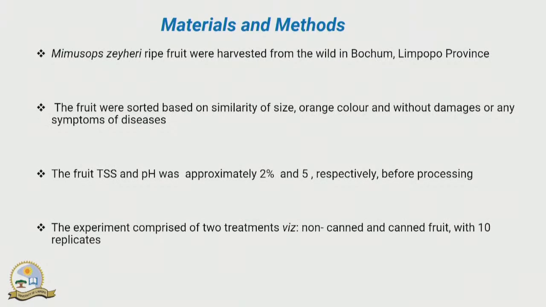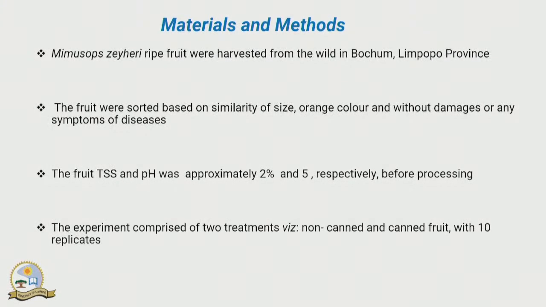And thereafter, we sorted them based on the uniformity of the maturity, obviously the color. We also made sure that within our experimental unit, we do not have crops or fruit that has diseases or any damage, and we classed them according to the uniformity of size. The total soluble solids of our experimental unit was around 2% and the pH was around 5. And this was done before processing.